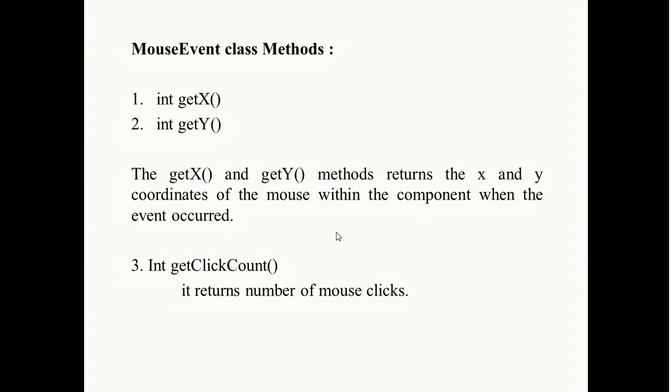So the mouse event is generated when a mouse action occurs in a component, and it reacts for the mouse event and mouse motion event.